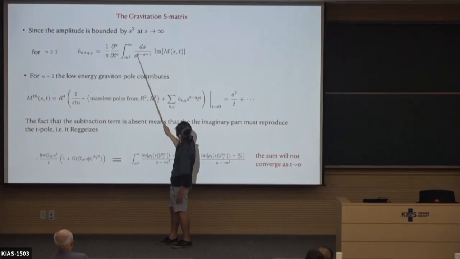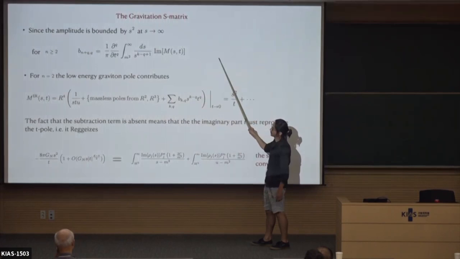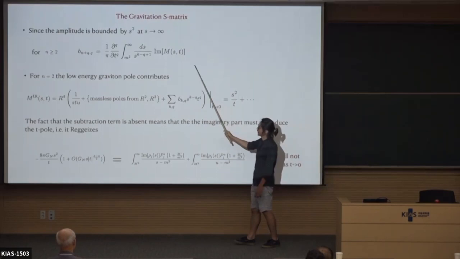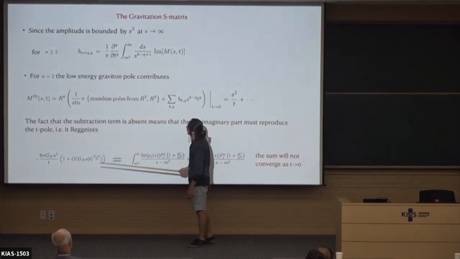So for n bigger or equal than two, the Wilson coefficient can now be directly related to the imaginary part without the subtraction term. So now we can start to use the fact that the imaginary part is positive to bound the Wilson coefficient. There's also another issue for gravity, which is the famous graviton pole problem for the n equals two part, or the S squared part. The issue is the following. This equation actually holds now for anything with n greater or equal to two.